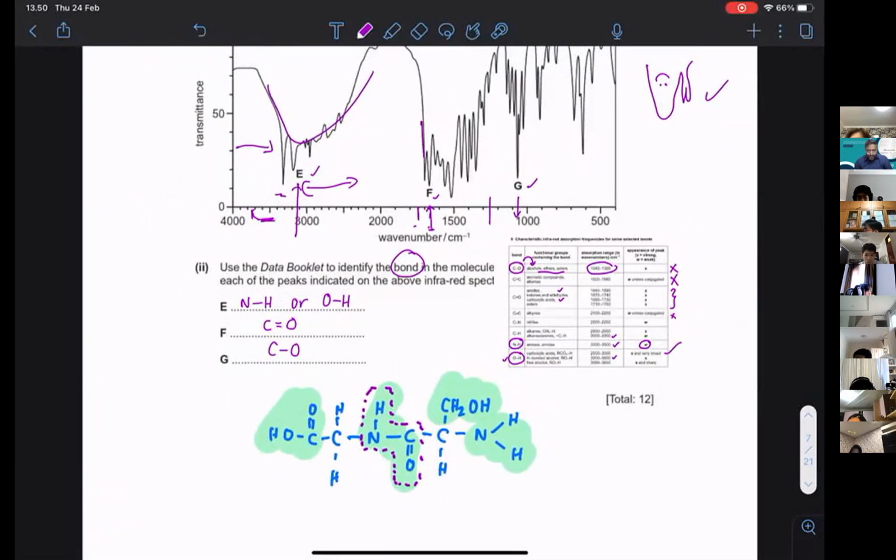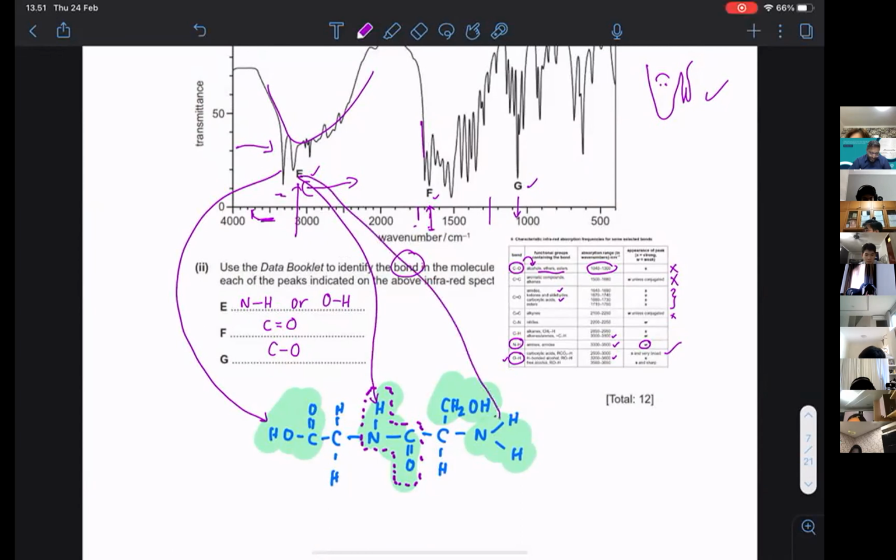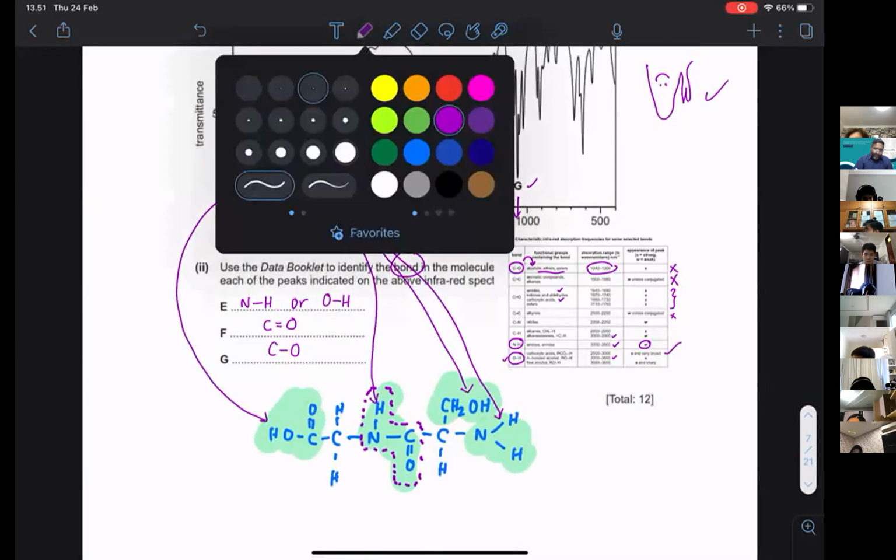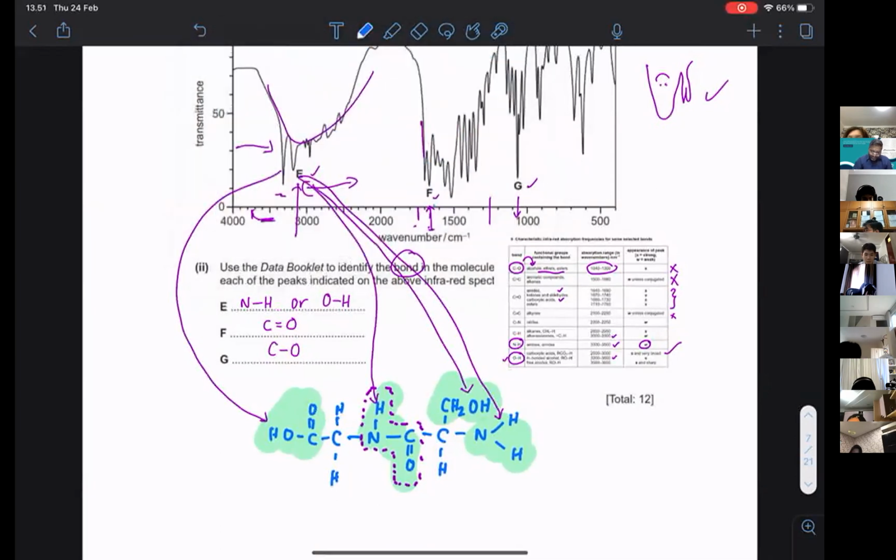E is going to show me an N–H or O–H bond, so most probably this O–H bond, or it is going to show me the N–H bond over here. Or it can also be showing this bond. We don't know, so the O–H can also be shown over here. So F is C double bond O, which is going to show us this one.